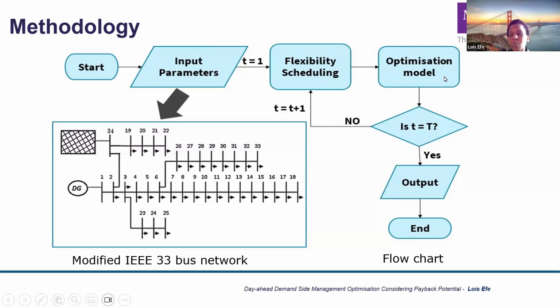After the optimization model, we get the load dispatch. This load dispatch is how much load was shifted, how much load is being paid back, and how these loads are following the desired loading curve. The simulation runs a particular time period until time T, then it prints out the output and it ends.